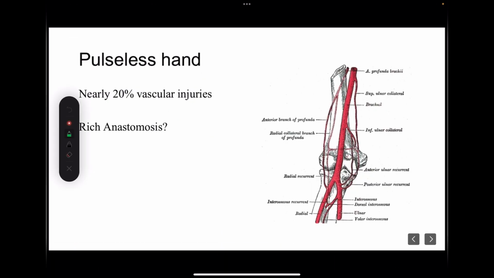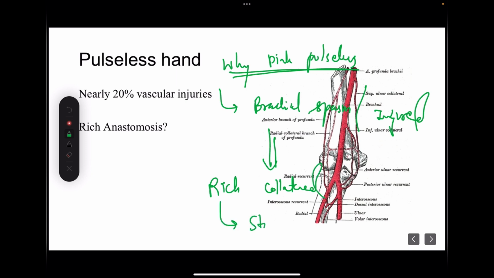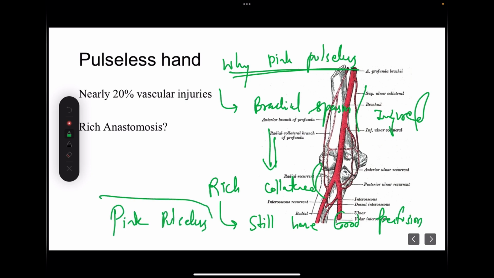Now we should discuss something about pulselessness of the hand. Why pink pulseless hand? If there is no pulse, why is the hand pink? Because the elbow is rich in anastomosis. Even if the brachial artery has gone into spasm or is injured, sometimes because of the rich collaterals, the child still has good perfusion, and that is what we call pink pulseless hand. Since perfusion is there even if the pulse is not, this is not a surgical emergency, and this is the basis of pink pulseless hand, because of the rich anastomosis around the elbow.